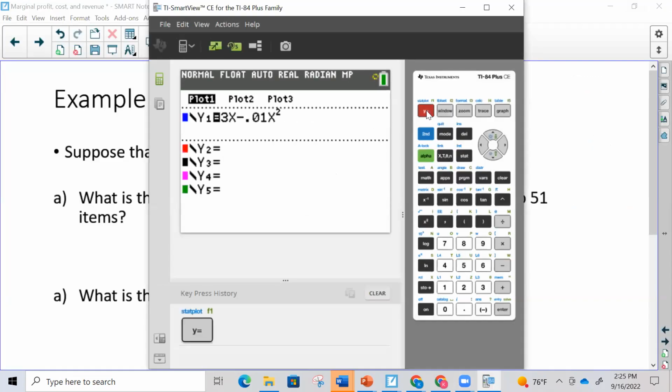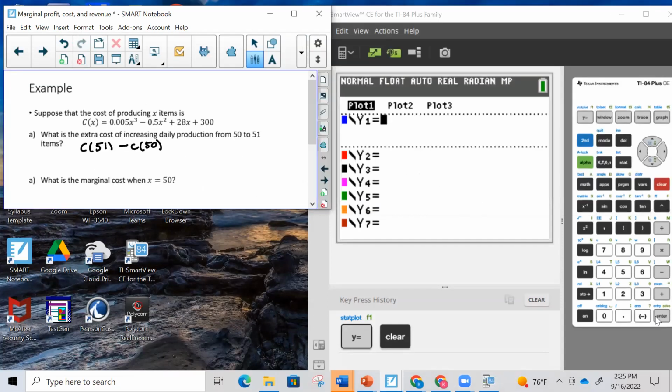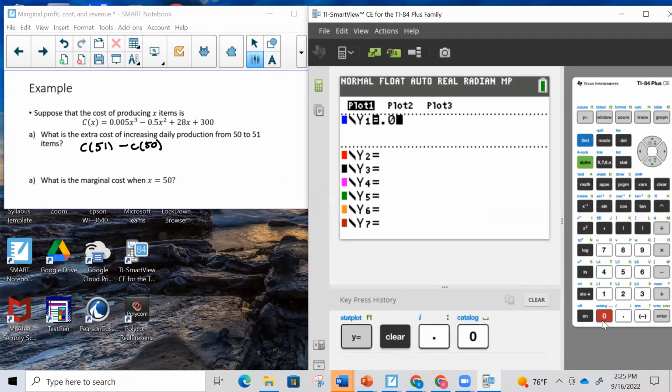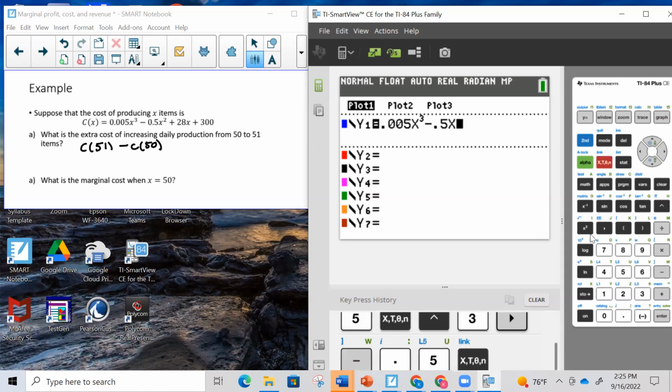So we are going to go to y equals, if you have anything in there, clear it, and we're going to type this cost function. So we get 0.005 x cubed, and then you use the caret and then the 3. Make sure you arrow over to get out of the exponent, minus 0.5 x squared, and then plus 28x, and then plus 300.